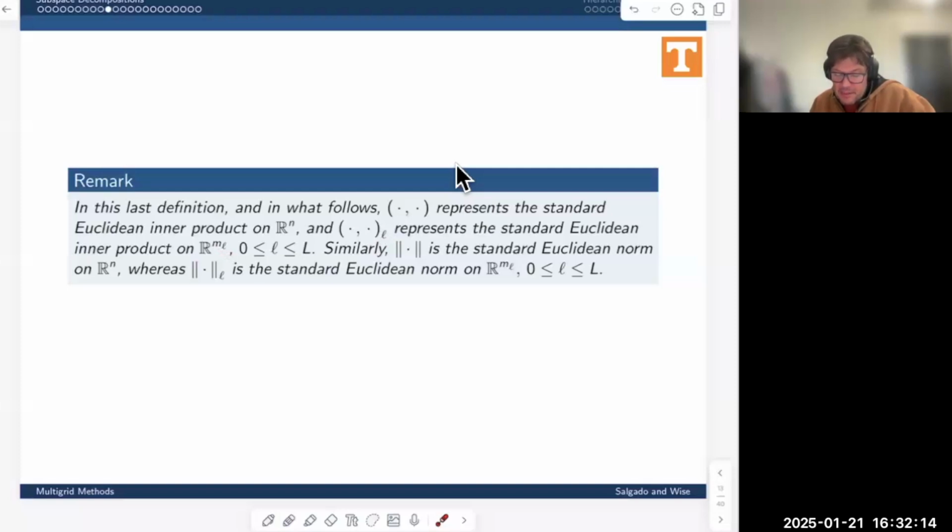But okay, we have to be a little bit careful, because if we have an L here, does that represent the inner product for ML or NL? If we have just a norm, that's just going to represent the standard Euclidean norm on Rn. And if we have a subscript L, that's the standard Euclidean norm on RML.